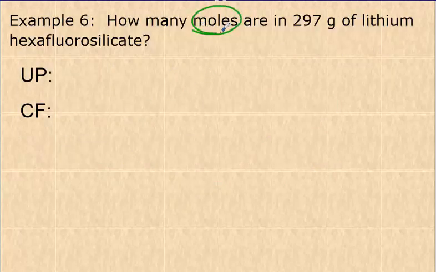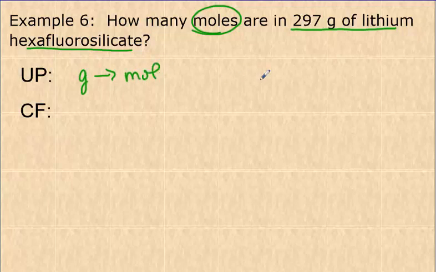How many moles are in 297 grams of lithium hexafluorosilicate? It's a polyatomic ion on your pink sheet. Okay, on your polyatomic ion sheet that I gave you. Alright, so our unit plan here is to go from grams to moles. So my conversion factor, I know I'm going to need the molar mass. So what I need to know is the formula of lithium hexafluorosilicate. Okay, so lithium is a +1, hexafluorosilicate is a -2, so that's going to give me a 1:2 ratio when I flip it.